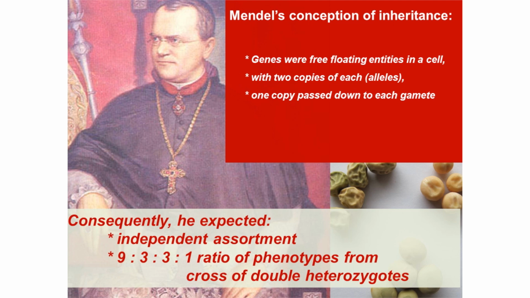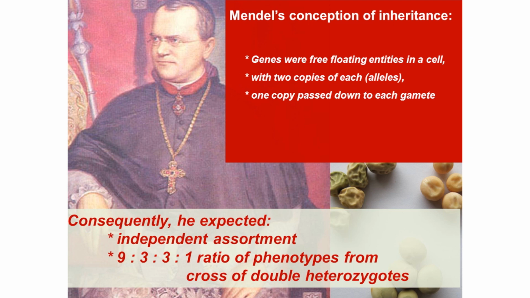So we always start from Mendel. Remember, he had this concept that genes were free-floating entities in the cell, hereditary factors, he called them. There were two copies of each, one you got from your mother, one from your father, and his law of segregation says only one of those copies was passed down into the gamete. Based on his conception of inheritance, that they're free-floating in the cell, he expected independent assortment. This is his second law that says the pattern by which you inherit one gene is not going to influence the pattern by which you inherit another.